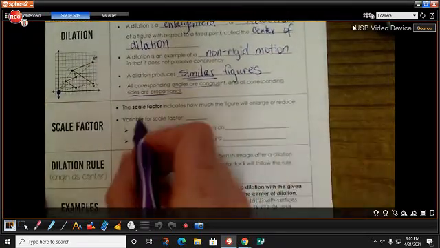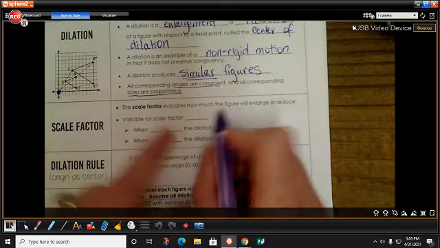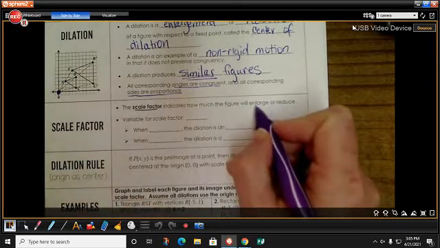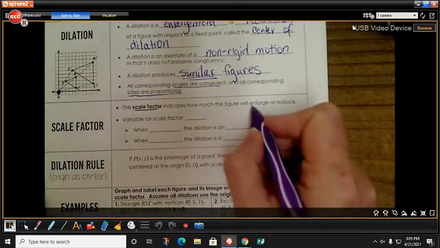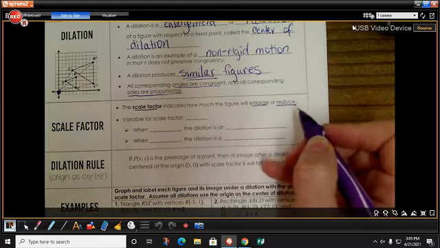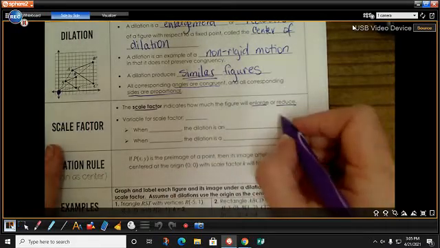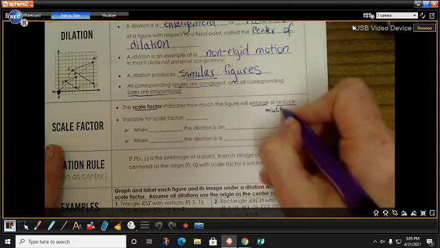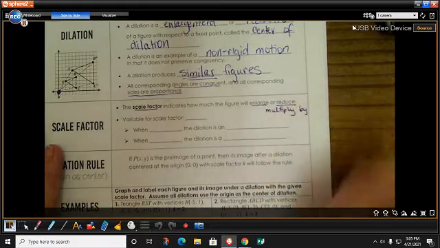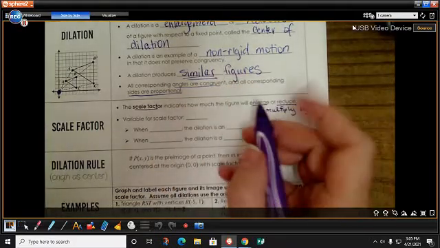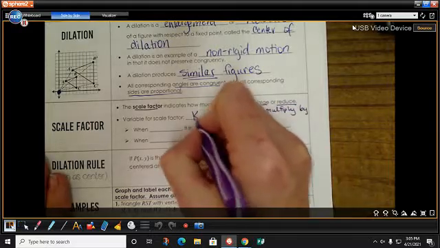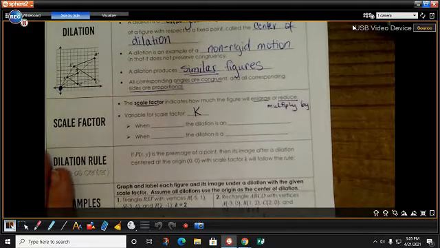You're very excited. And so our scale factor is going to indicate how much our figure is going to grow or shrink, how much it will enlarge or how much it will reduce. And we've talked about scale factor before, being the number you multiply by. The letter we use when we're talking about scale factor is the letter K.